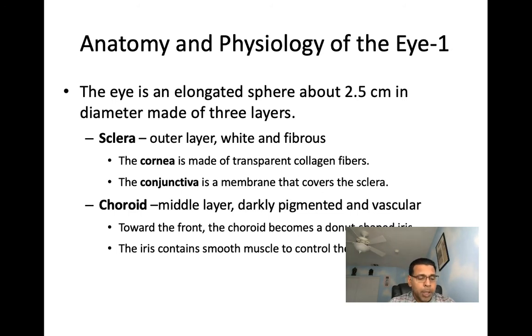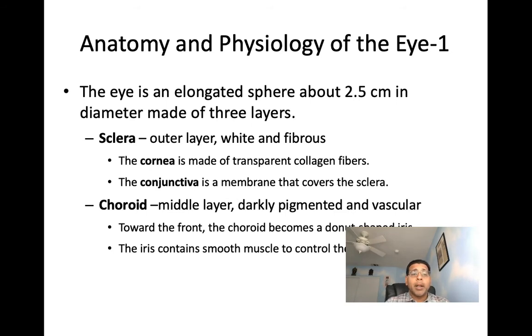The first layer we'll check out is the sclera. The second layer is called the choroid. And the third layer is the retina. Now, out of all three of these layers, only the retina is going to contain photoreceptors for light energy.